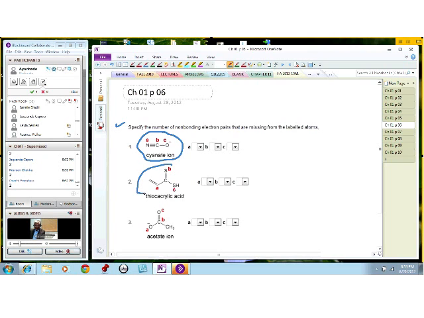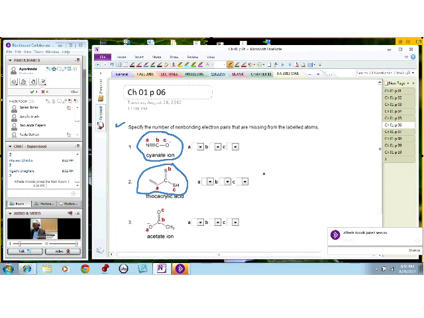The question is to specify the number of non-bonding electron pairs that are missing from the labeled atoms. So they want you to specify whether you have non-bonding electrons here on this carbon and also on this sulfur. Let us start with A. Do you have a non-bonding pair of electrons on this carbon here? Yes or no?